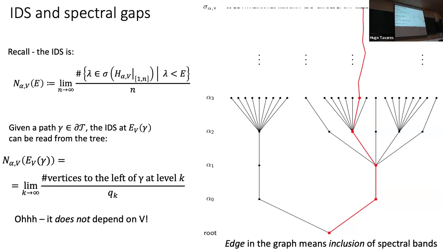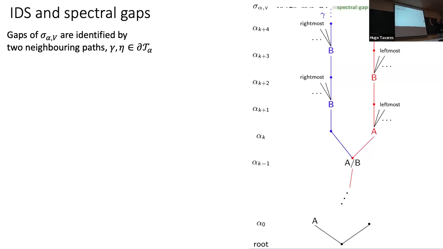Okay? So this is the IDS, but now we remember we need the IDS not for a particular energy, but for a spectral gap. And what is a spectral gap? A spectral gap is bounded by two energies. Now, two energies means two infinite paths. So we need to look for two infinite paths that reach some energy such that in between these paths there is nothing. There is no spectrum.